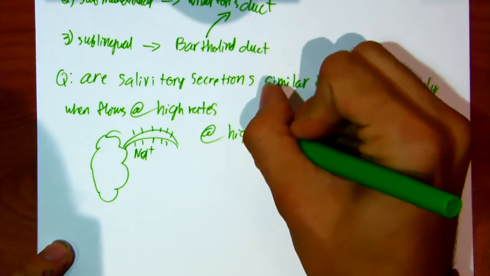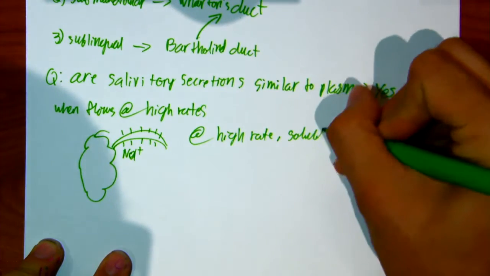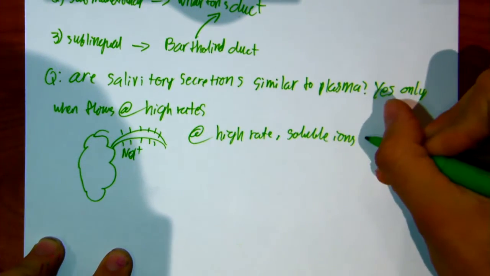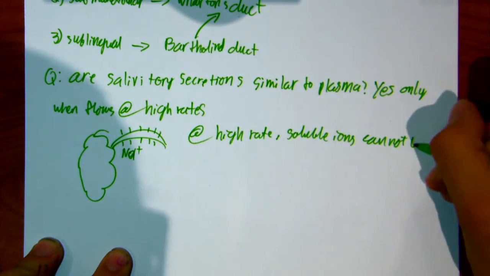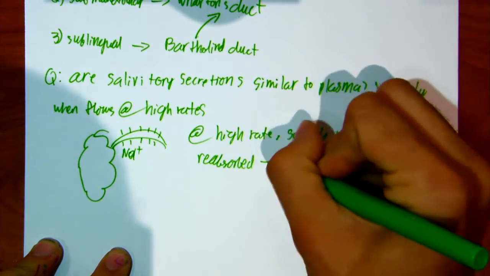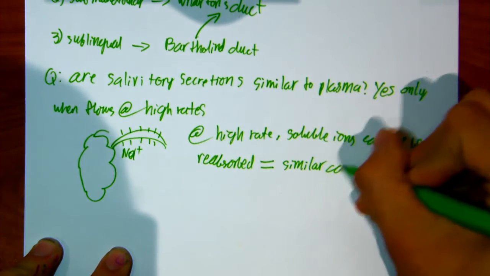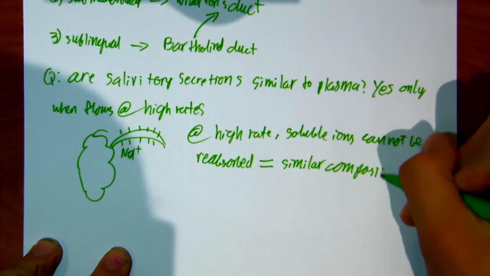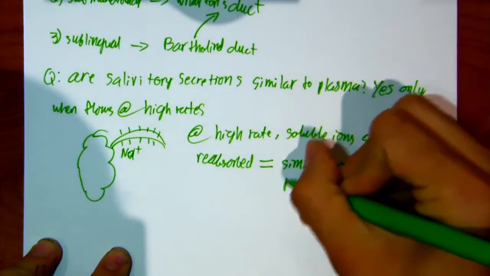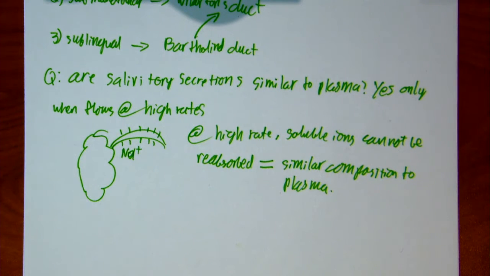So at a high rate, soluble ions cannot be reabsorbed, which results in a composition similar to plasma. You can think about it like an assembly line. If the assembly line is moving too fast, you won't be able to catch all the things moving across it.